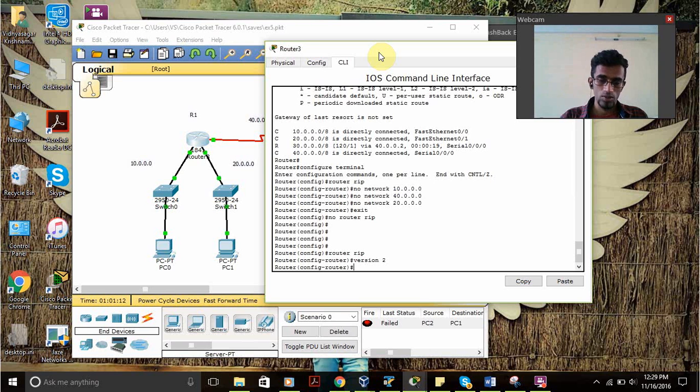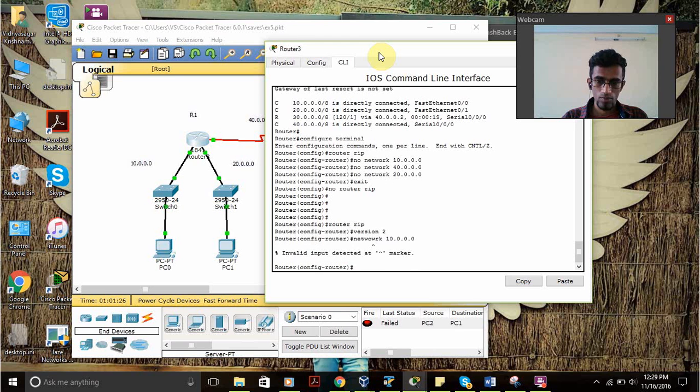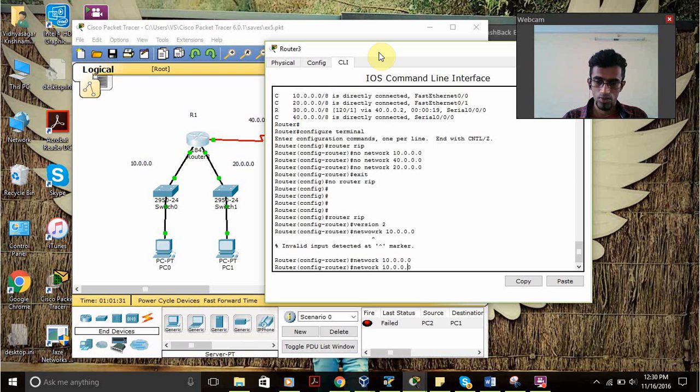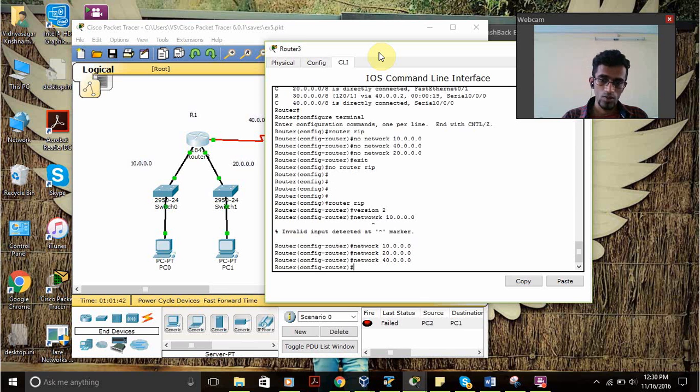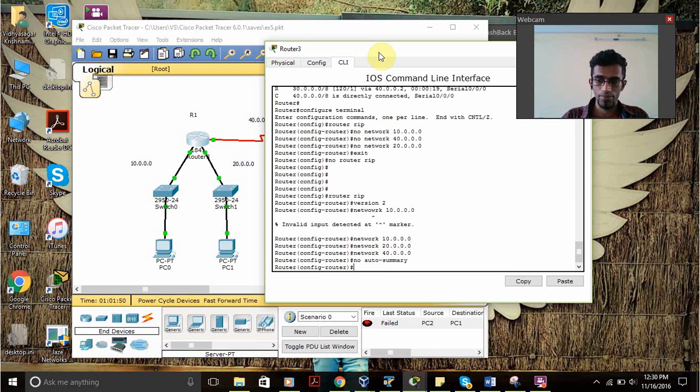So now we have to enter the networks that this router knows. So this is for router 1. That's network 10.0.0.0. I'm sorry, it's a small typo. Network 10.0.0.0 and network 20.0.0.0 and network 30.0.0.0. I'm sorry, 40.0.0.0. So we have done this. So now we have to enter another command called no auto-summary.